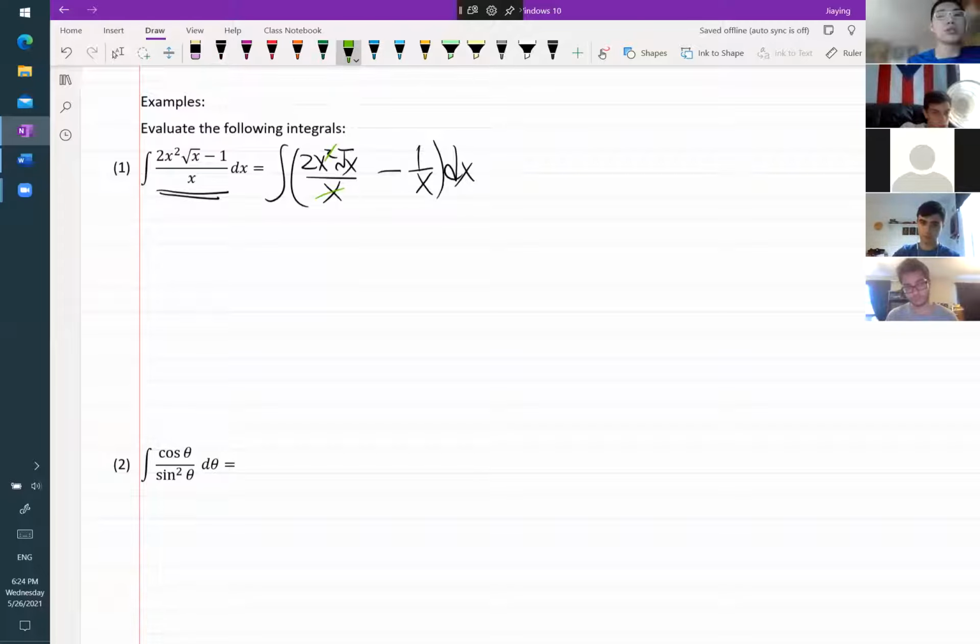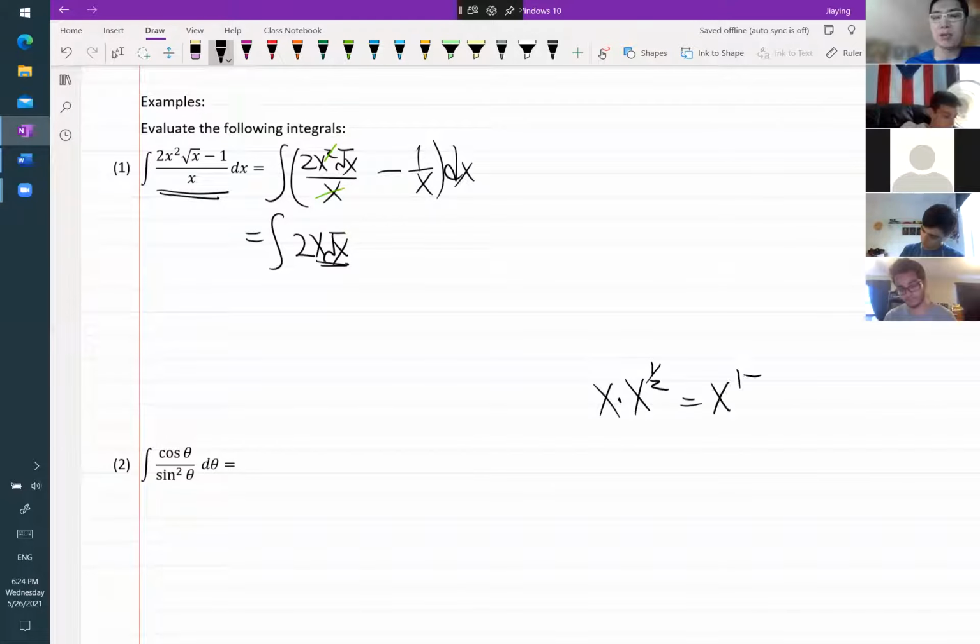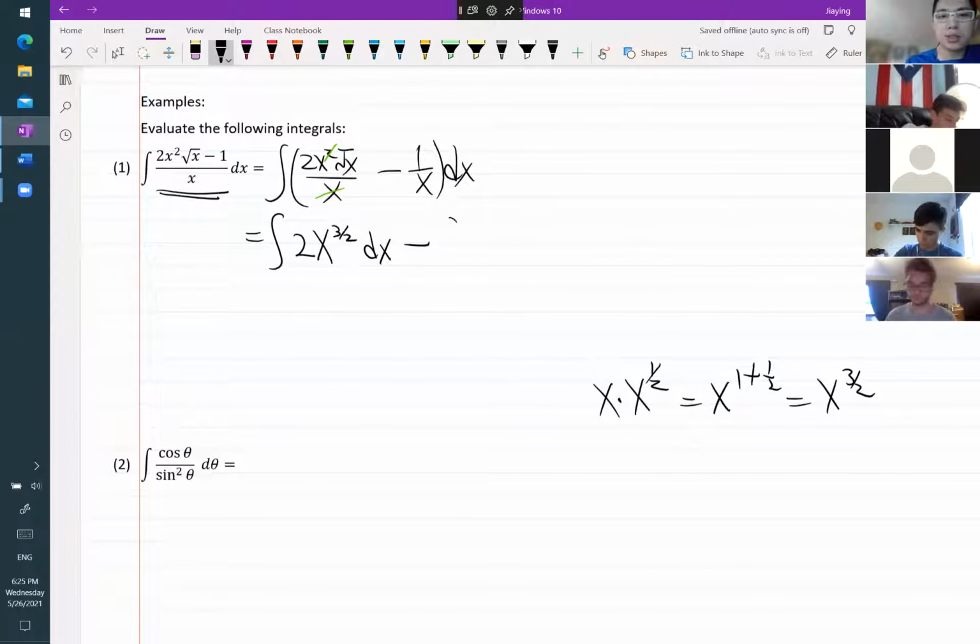So the first term, after we simplify the x, we get 2x square root of x. Again, you can rewrite x square root of x as x times x to the half. So that's x to the 1 plus half in the exponent, that's x to the 3 half. That's the first part. And then the second part, it's better to just leave it as 1 over x. This is the integral of 2x to the 3 half dx minus the integral of 1 over x dx.